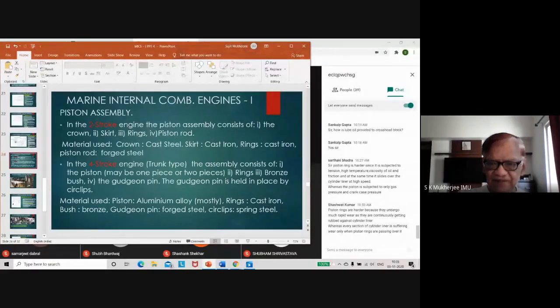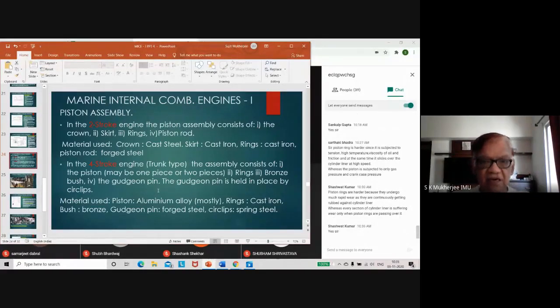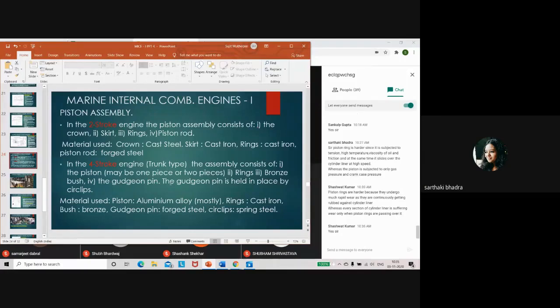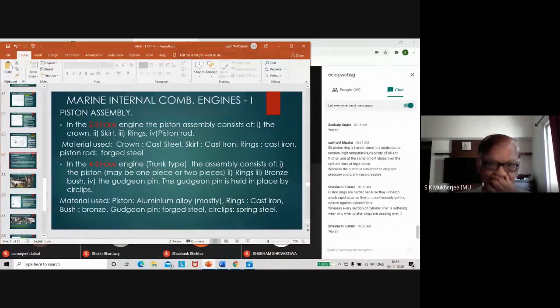So apart from the piston rings, a bronze bush. Now the next question is the bronze bush. This bronze bush is not ever brass. What is bronze made of, Sarthaki? And what is brass made of? Can you tell me? Yes, sir. Bronze is a mixture of copper and tin, and brass is a mixture of copper and zinc. And bronze is stronger than brass, sir. Very good. That's the right answer. That is why on board the ship, brass is seldom used, very seldom, unless it is for some not very important item.